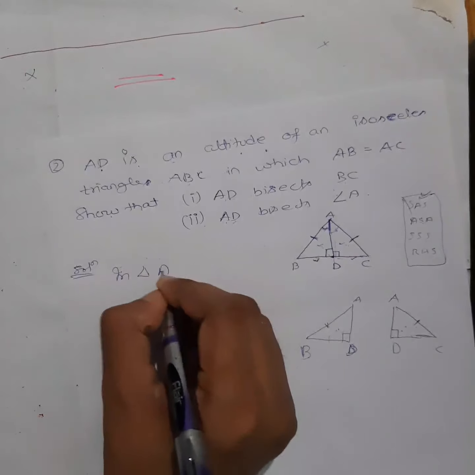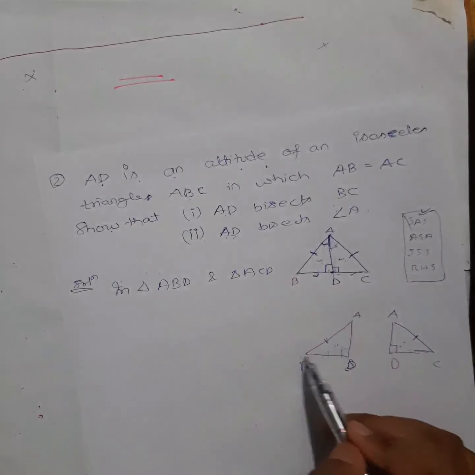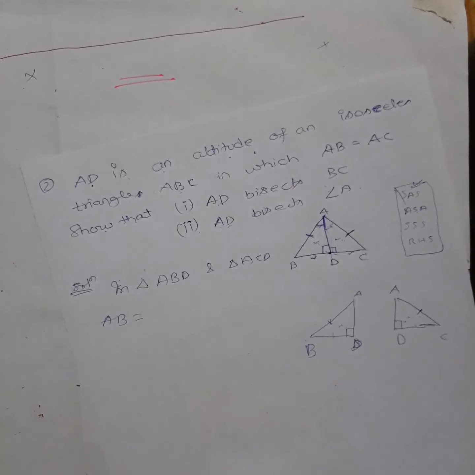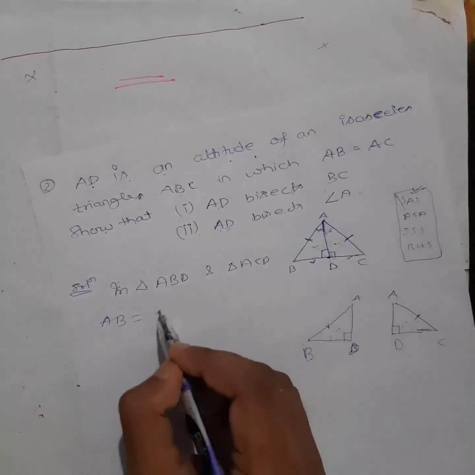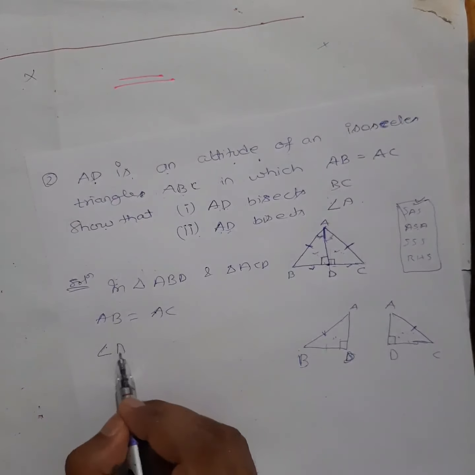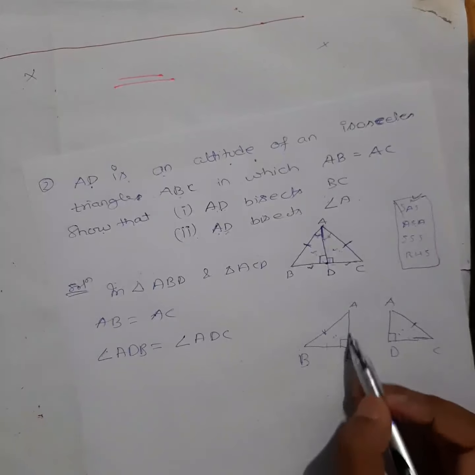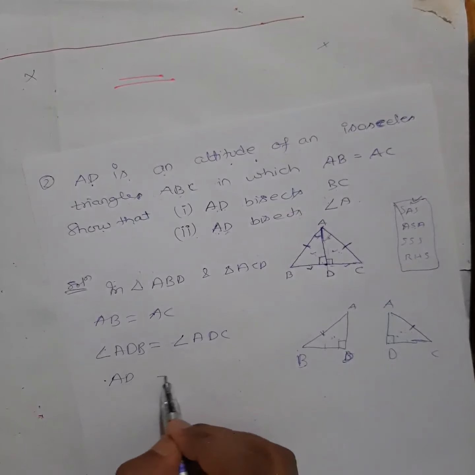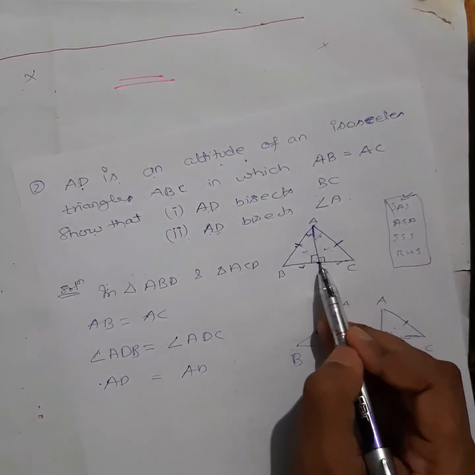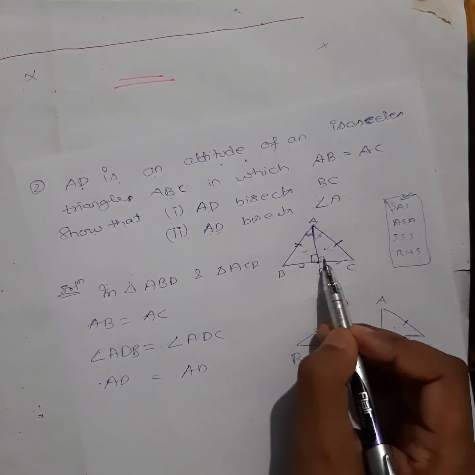In triangle ABD and triangle ACD, what can I say? AB is equal to AC, right? Next, angle ADB is equal to angle ADC. This angle and this angle are the same, right? And AD is equal to AD, common, you can see. So this and this equal, this and this equal, this and this equal. So 3 things we have shown: right angle, this is your hypotenuse, this is one side.